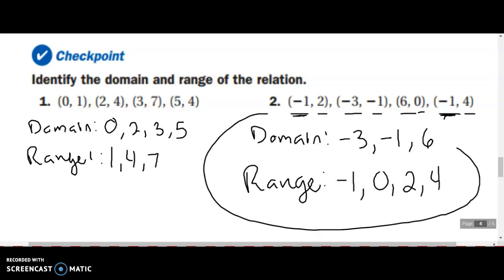So you notice the domain and the range, while they're giving the x values and the y values, they're not giving them together as an ordered pair anymore. We're just listing what the x and y values are. Okay?